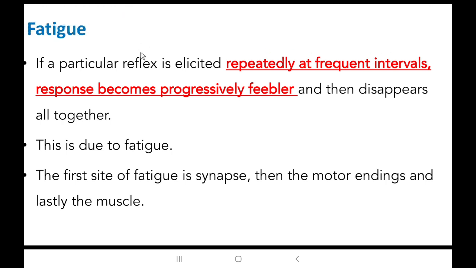Next property is fatigue. Fatigue, you all know, you have read this in the skeletal muscle topic. The same property of fatigue is also there in reflexes. If a particular reflex is elicited repeatedly at frequent intervals, the response becomes progressively, gradually slower and then disappears altogether. This is due to fatigue. The first site of fatigue is the synapse, then the motor endings, and finally the muscle. Okay? These are the sites of fatigue. First site is synapse.